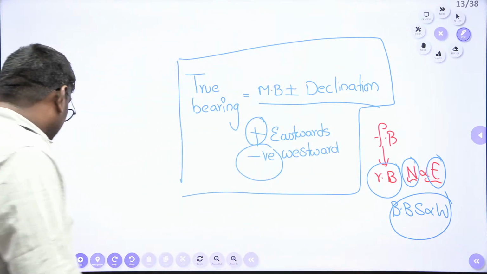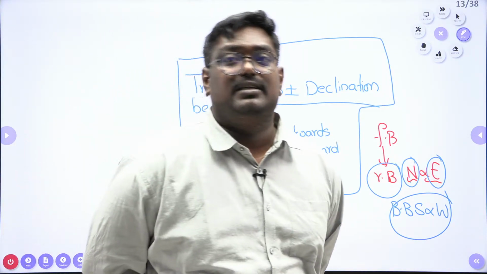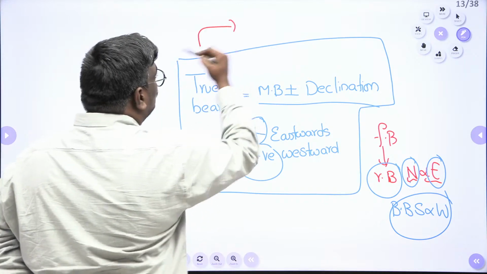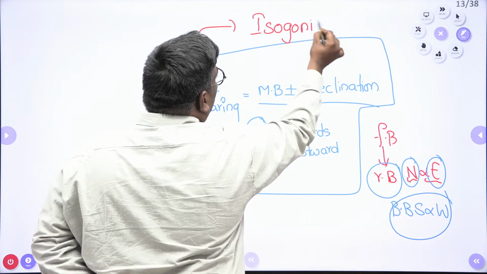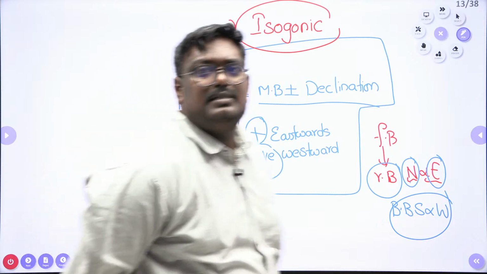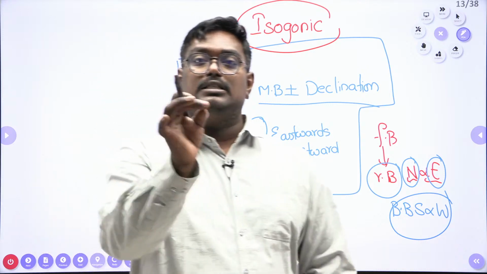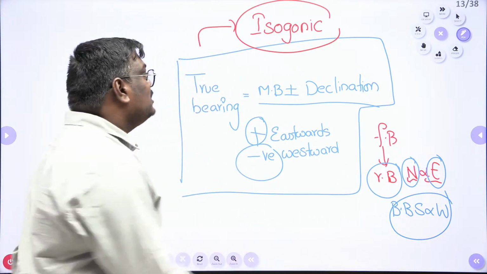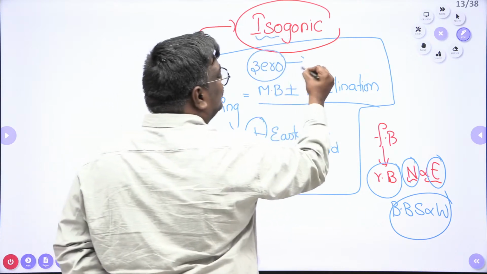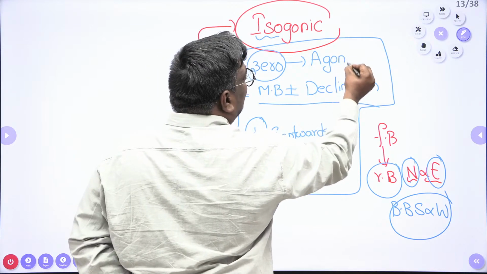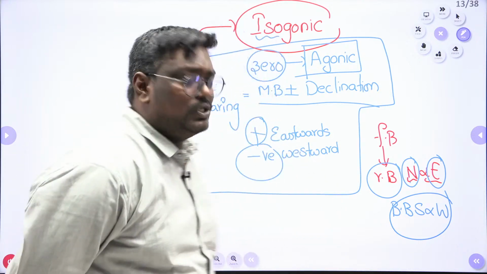Now coming to the second point, my dear students. When I talk about true bearing or magnetic bearing, I would like to tell you one important thing. What is an isogonic line? When I talk about declination, what do you mean by isogonic line? Iso means same. A line joining points of same declination is known as an isogonic line, and a line joining points of zero declination is known as an agonic line. Iso means same declination. Zero declination we call an agonic line. I hope you are clear with the concepts of declination.